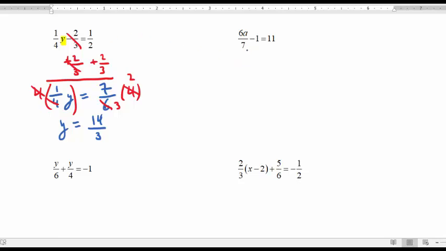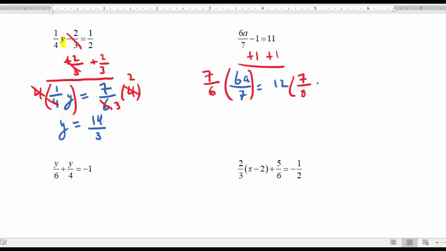Here, similar, right? Two-step equation, but there's not as many fractions in this one, so it's a little bit easier to deal with. I got to get rid of this negative 1 from the side with the a, so I would add 1 on both sides. So I'd have 6a over 7 equals 12. And then again, now I have this fraction coefficient, so I get rid of it by multiplying by the reciprocal, which is 7/6. So I get the cancellation over here on the left.